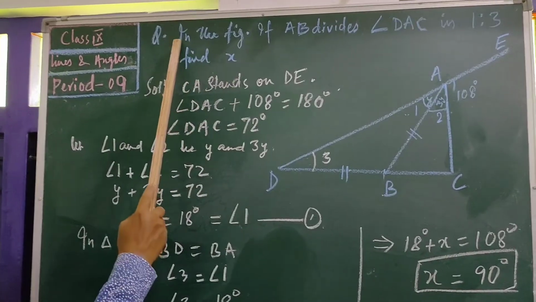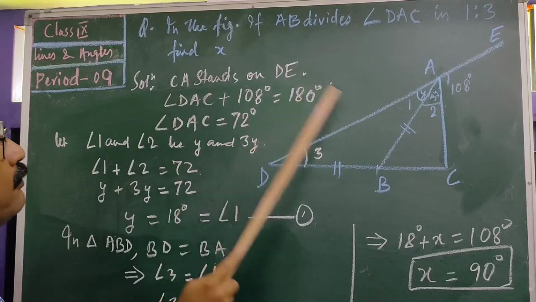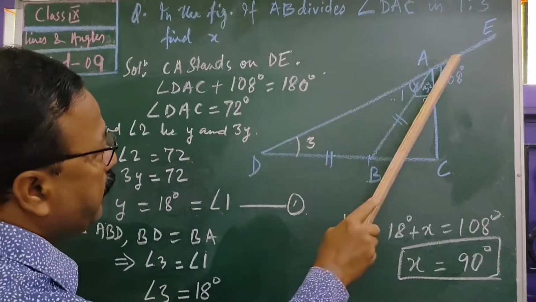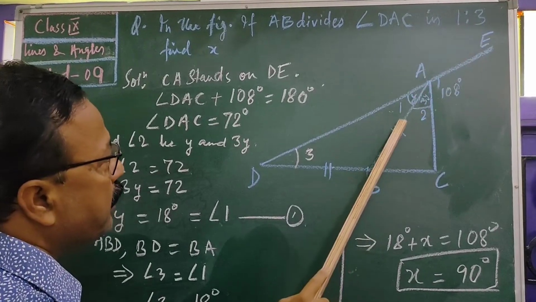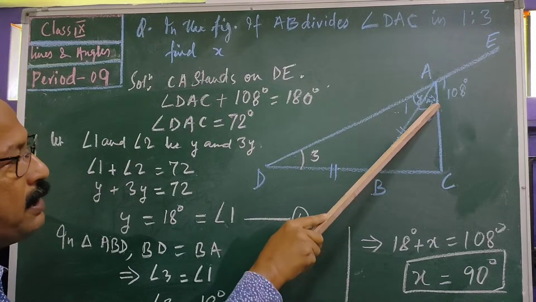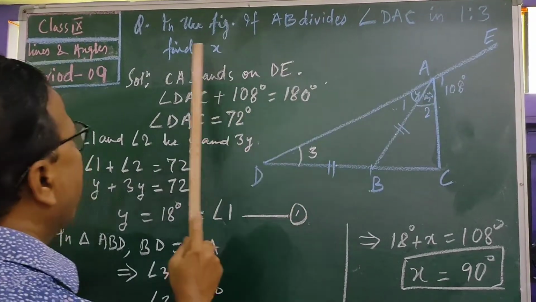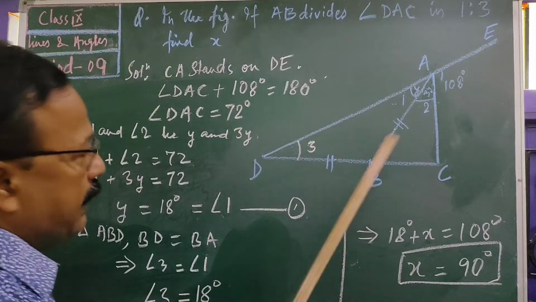here is a new question for you, and this question states that in the given figure, if AB divides this one angle in the ratio 1:3, that means if one angle equals y, the other one must be 3y, which we have considered below, and find x.